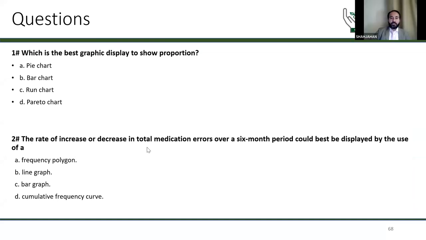The second question: the rate of increase or decrease in total medication error over a 6 month period could be displayed by the use of, means you have medication error over 6 months, so which graph will you use to show that one? So we'll use, Dr. Shahjahan? Line graph here.